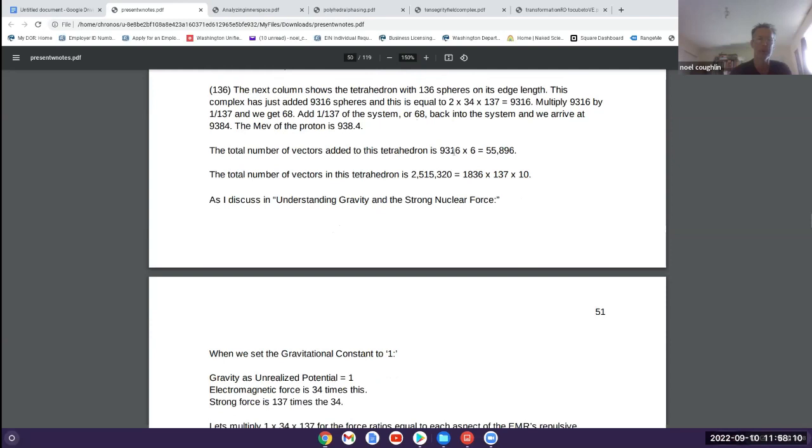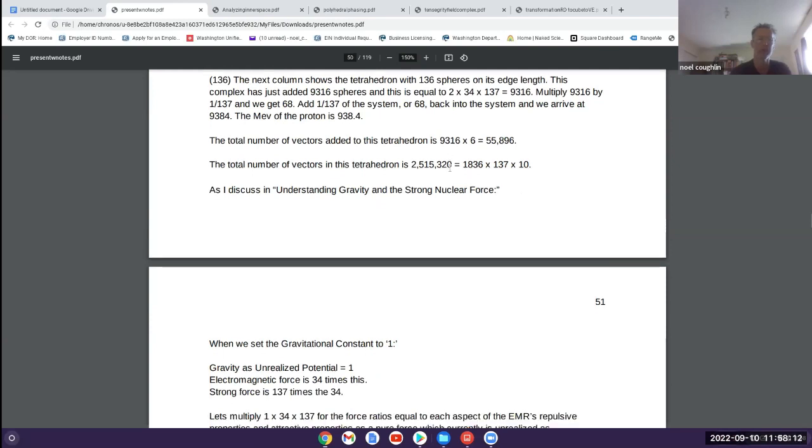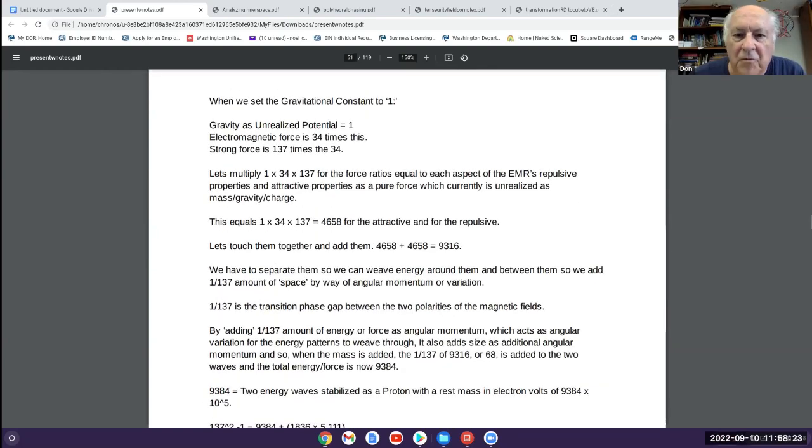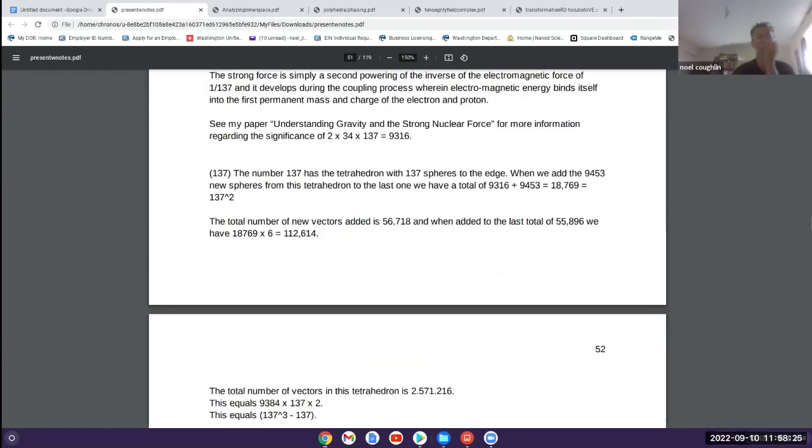Total number of vectors is that number times 6. Total number of vectors added is that number. Total numbers in that polyhedron, 1836 times 137 times 10. No, we only have a few minutes. Can you sum up? Yeah, let me just brief up.